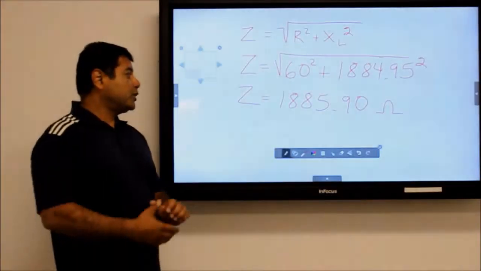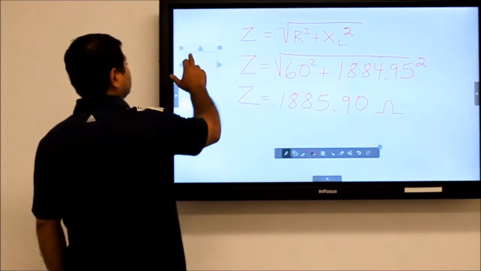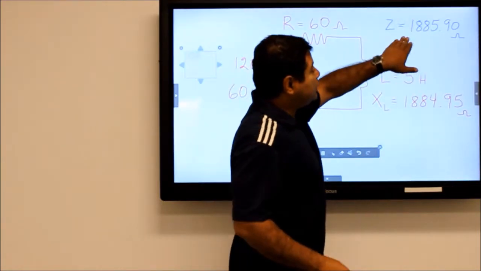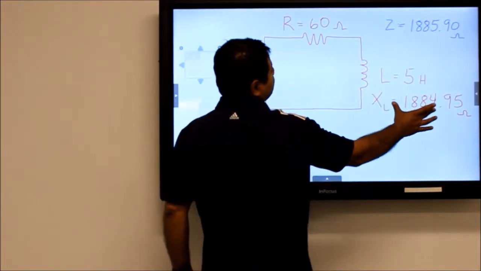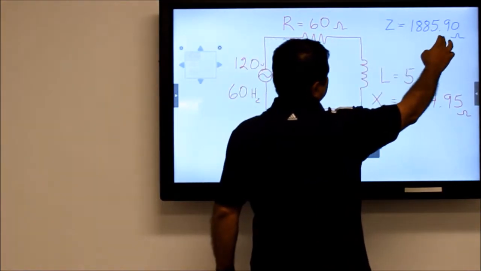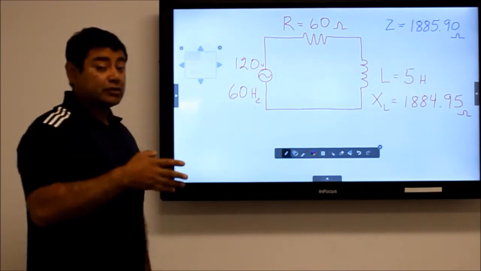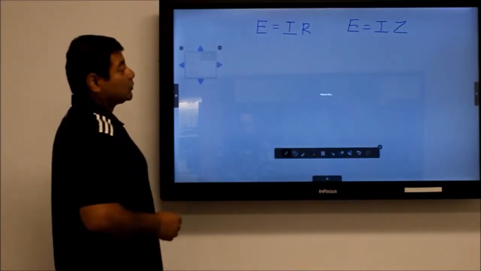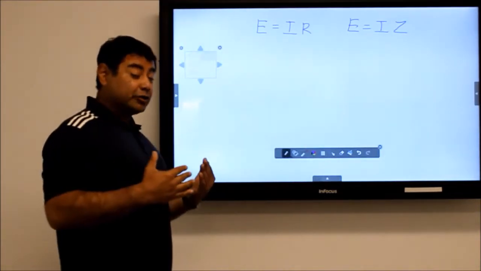Okay, so now that we have calculated the total impedance for the circuit, I can put it down on my circuit, and here we go. The total impedance, which is the resistance in the total circuit, including the inductor and the resistor, is 1885.90 ohms. Now that I have the total resistance in the circuit, which we call impedance, I can calculate the total current.